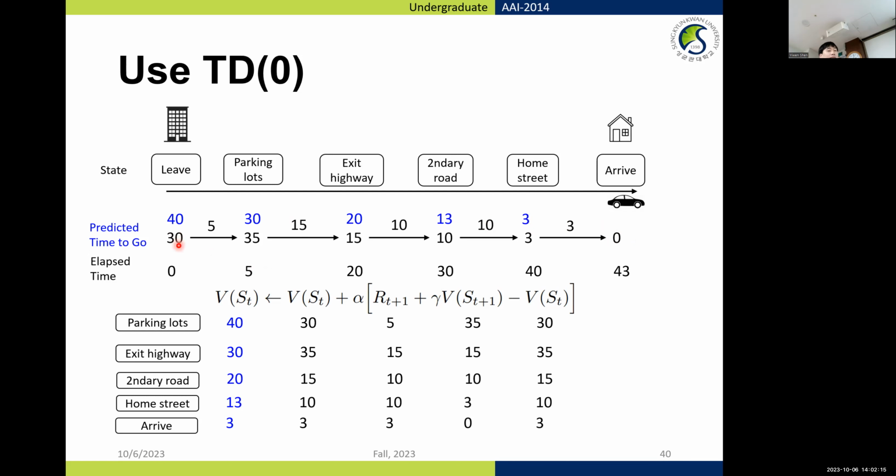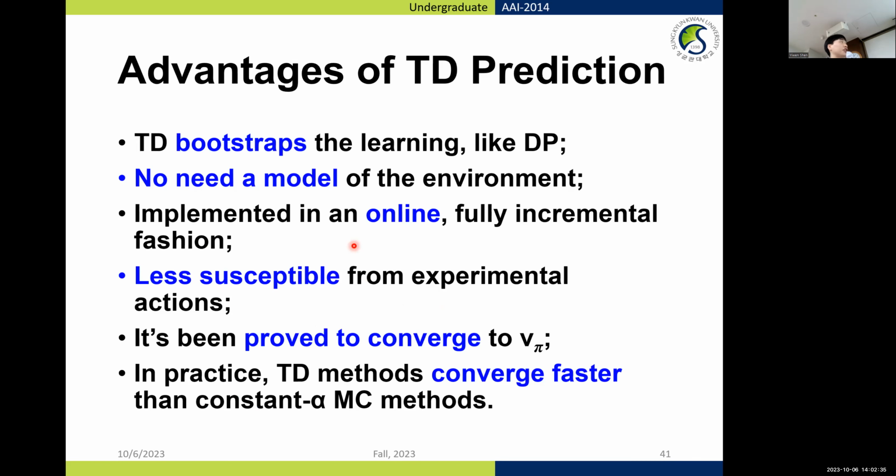But if you use MC, only when you reach the end of the episode can you update those states. From the efficiency point of view, you want to get the better result as soon as possible instead of waiting until the last minute, right? So the advantages of TD prediction: there are multiple advantages. The first one is TD bootstraps the learning like DP. Bootstrap means that it provides some initial updating or guessing information to the learning, kind of accelerating the learning.